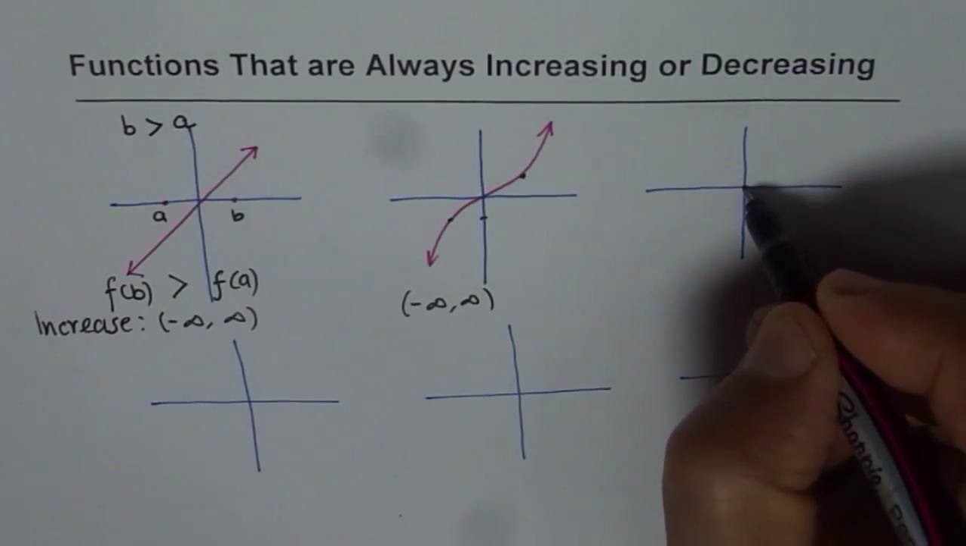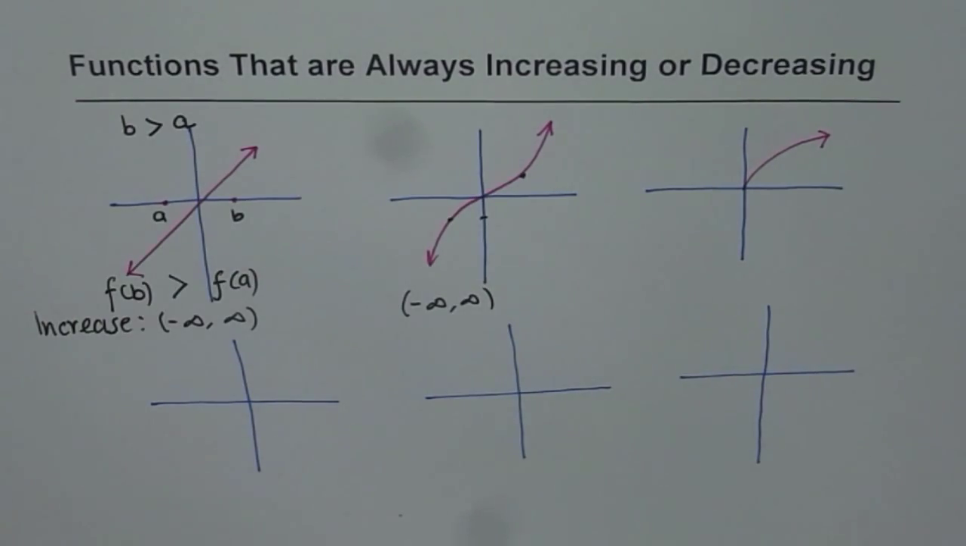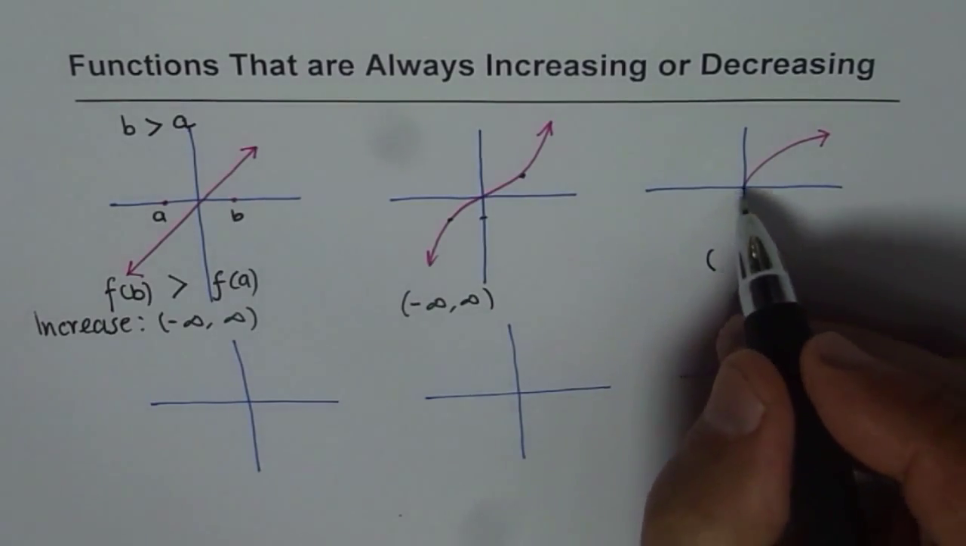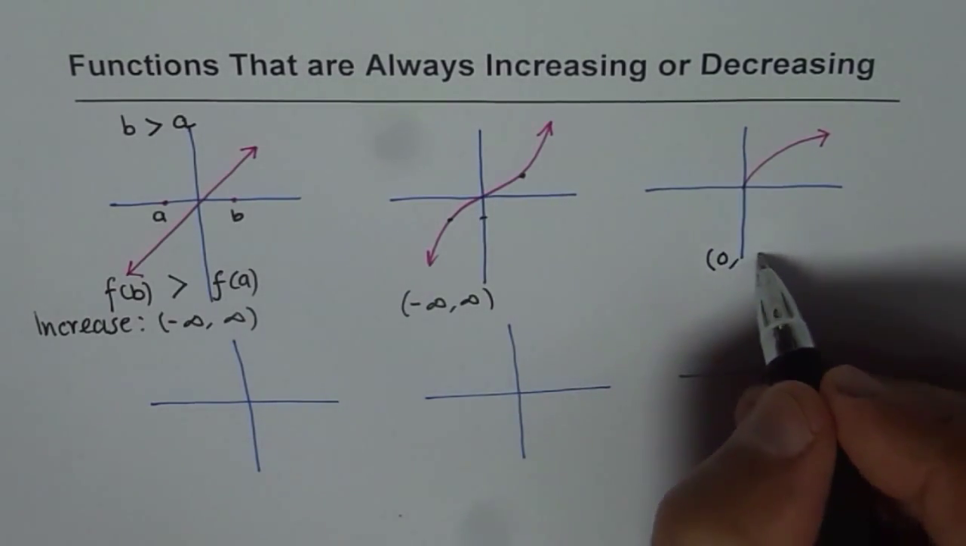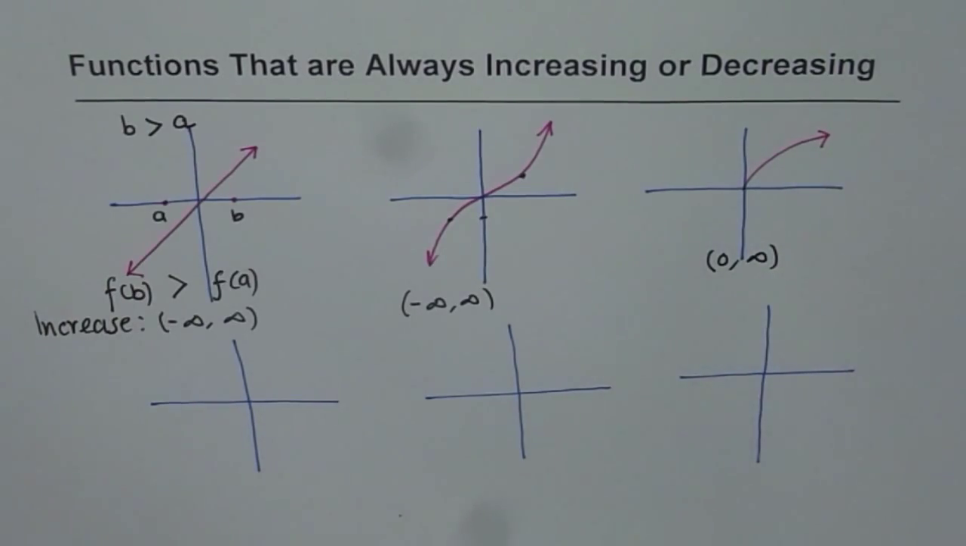How about the square root function? In a square root function also, the function is always increasing, but here the domain in which it is increasing is from 0 to infinity. That is the interval during which it is increasing.